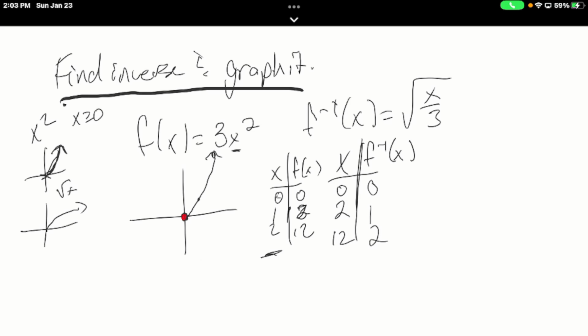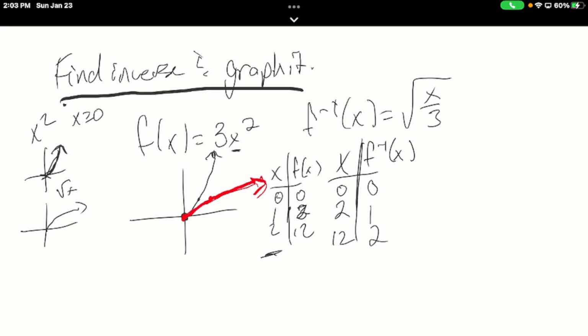I'm going to start off at 0, 0 still. I'm going to go to 2, 1, which is about right here. And then I'm going to go to 12, 2, which is somewhere over here. And I've got the graph of my inverse. Remember, there's a little bit of a curve to it. It's not a perfectly straight line. That's my square root graph.